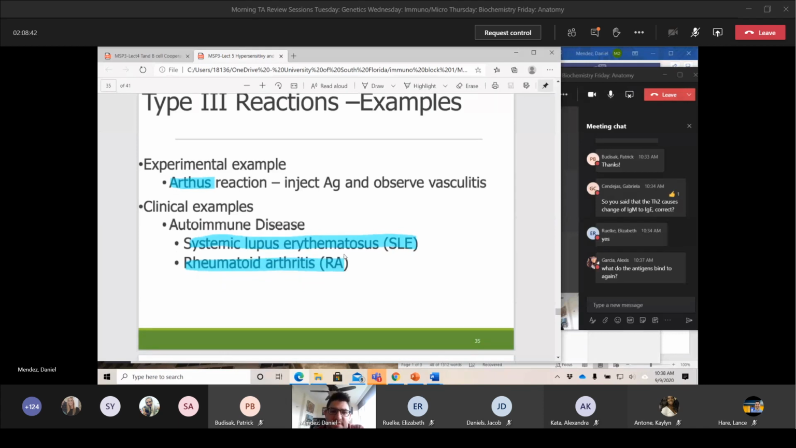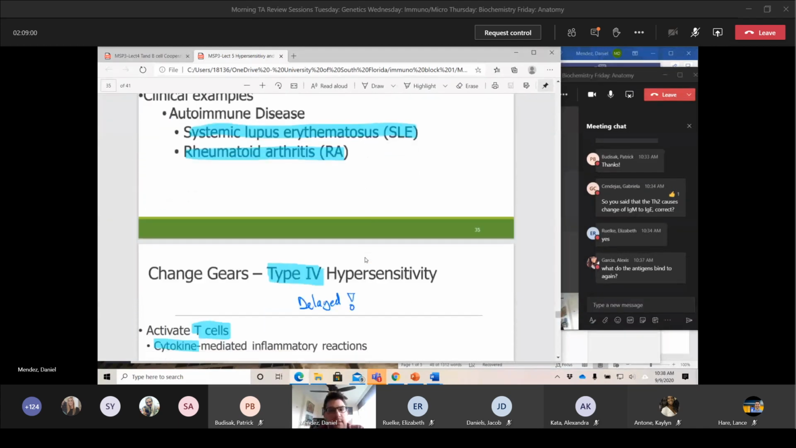So make sure you know the diseases that are linked to these, because in question stems, they can ask you the disease and then ask you what type of hypersensitivity reaction, or they can just tell you the disease and then ask you steps or what things are occurring or how you can actually stop that. So you have to be able to know all these and work backwards.